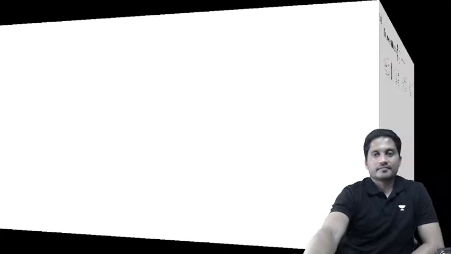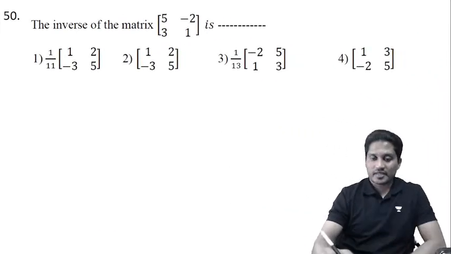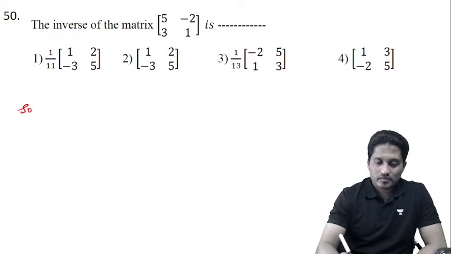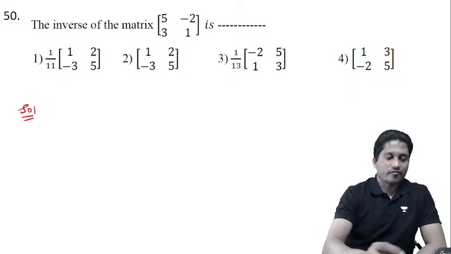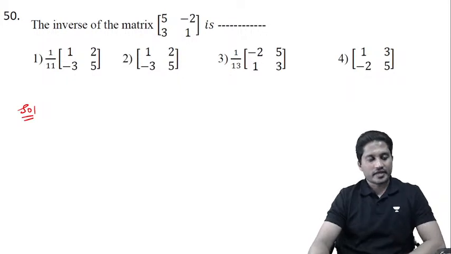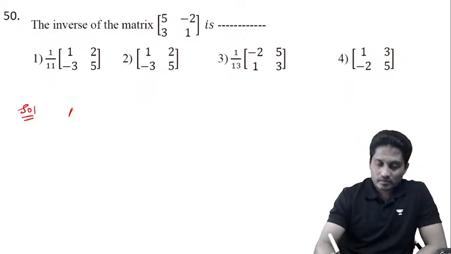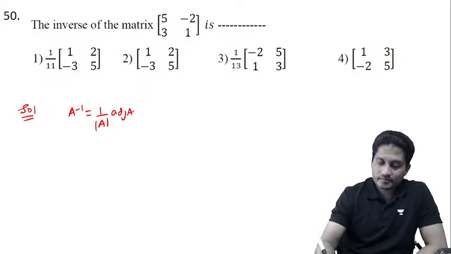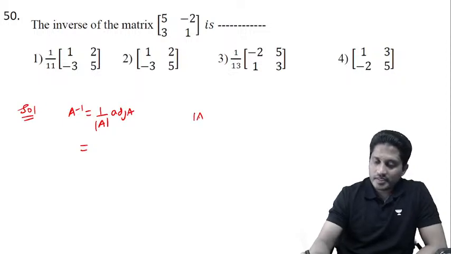Question number 50. Inverse of the matrix. We'll use the same formula. A inverse is 1 by determinant A into adjoint of A. Determinant A is equal to 5 plus 6, which is equal to 11.